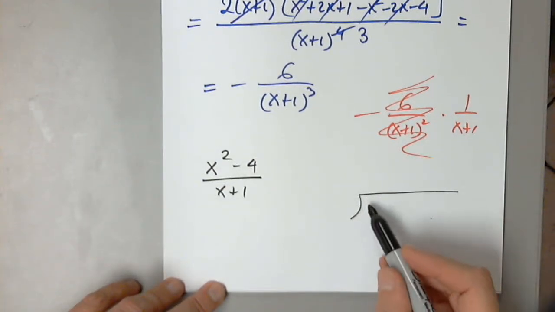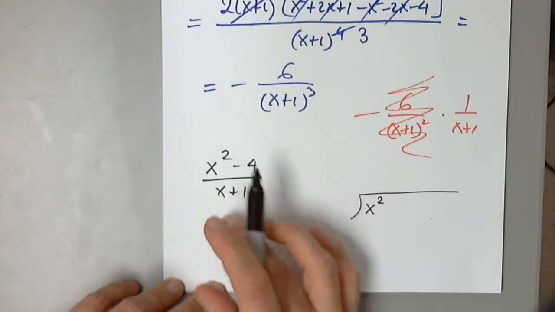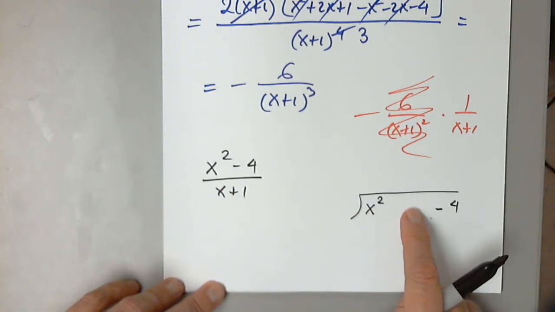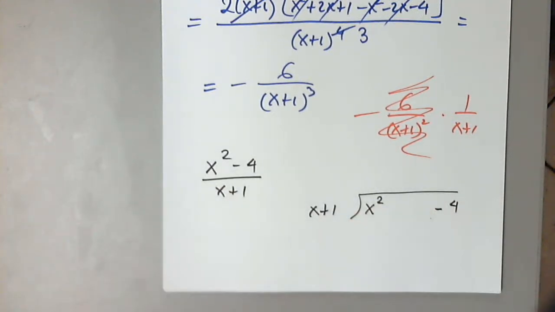So I'm going to divide x squared, they are in descending order, minus 4 because the middle term is missing. And I divide by x plus 1. And you can say, why are you dividing? In a second, I'll explain.